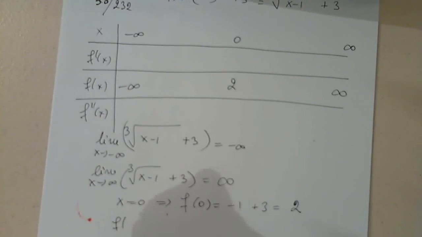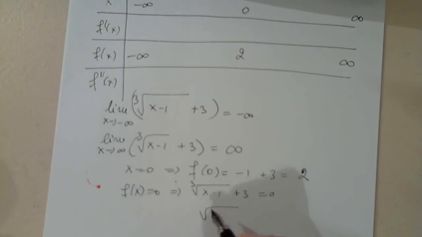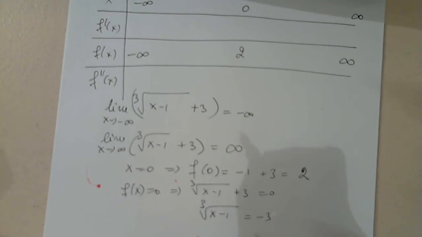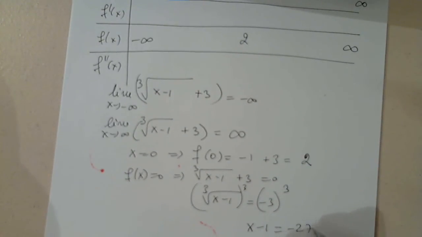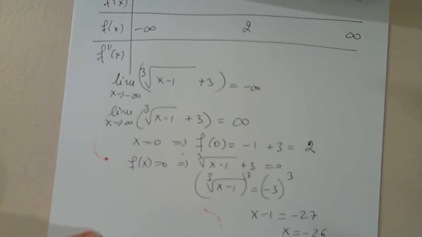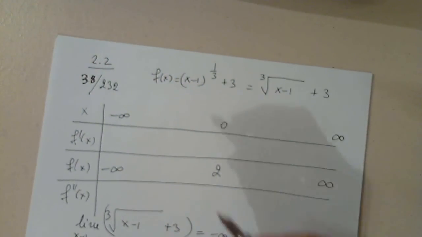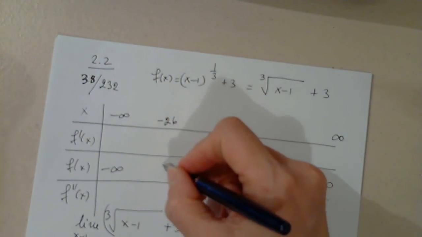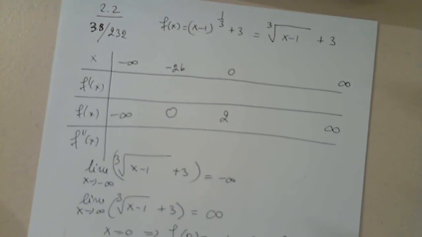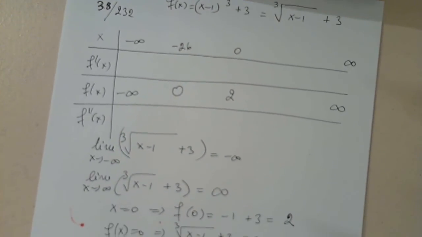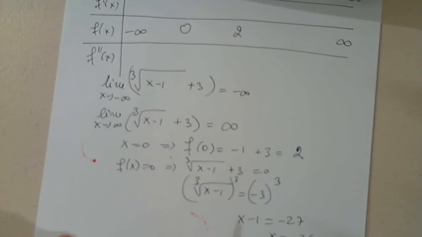Now let's find when f of x is 0, for the x-intercept, which makes the cube root of x minus 1, plus 3, equal 0, or the cube root of x minus 1 equals negative 3. We have to raise both sides to the third power. x minus 1 equals negative 27, adding 1 to both sides, x equals negative 26. So at negative 26, the function is 0. That's all I can determine about the function from the function itself.